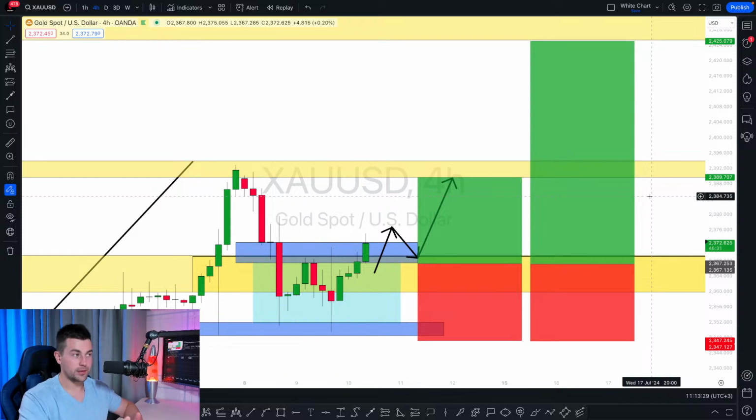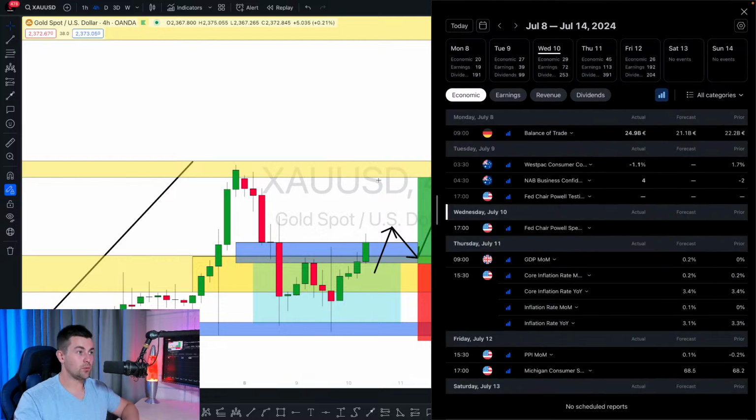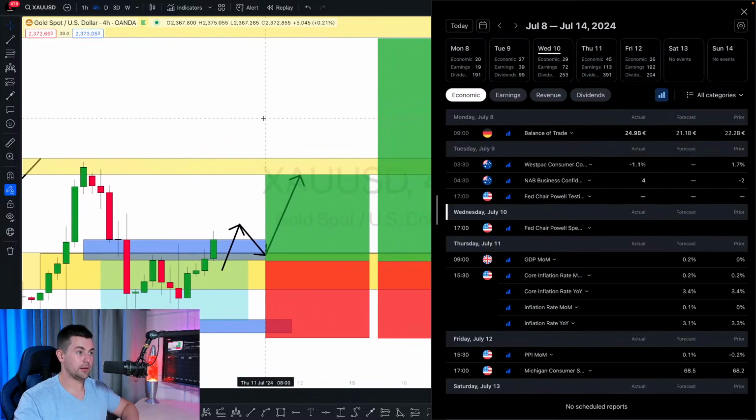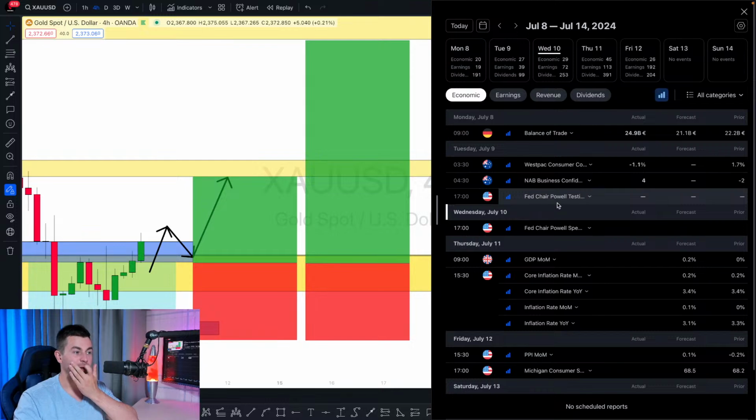So, traders, let me know if everything is clear so far with gold. Let me know what your thoughts are, and let me know if you want me to check even lower time frames here. Let me know if you want to hear more analysis about gold. Also, what else I wanted to add about this one?